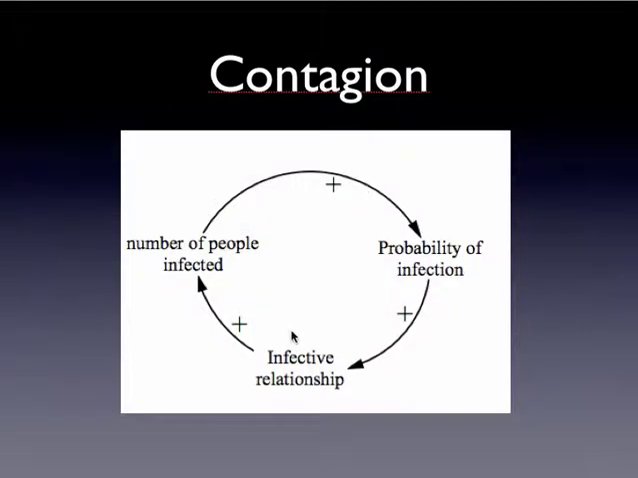That's one possible solution to the contagion cycle. As the number of people infected goes up, the probability of infection goes up as well. With the probability of infection going up, the infective relationships go up as well, and so on and so forth. That's a positive feedback loop.